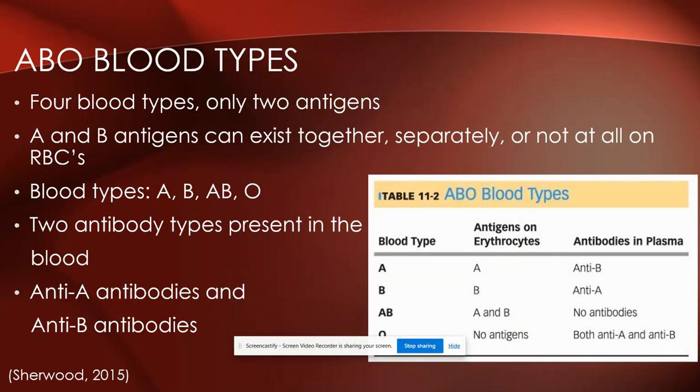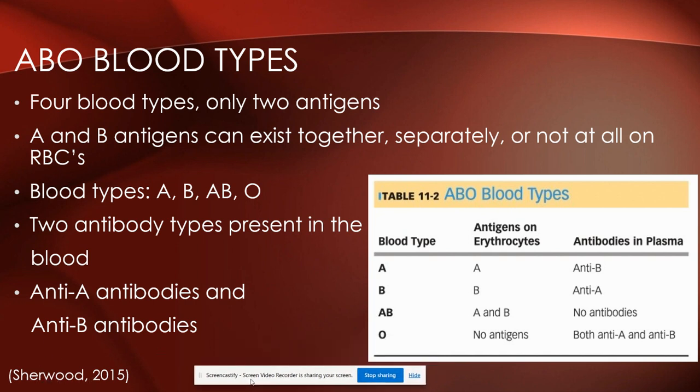Inherited antigens are going to exist on the surface of your red blood cells, and there are four blood types. However, there are only two antigens. So we have two antigens, A and B, and they can either exist together, separately, or not at all on our red blood cells. That is what RBCs mean. So our blood types are A, B, AB, and O. I know that was confusing.